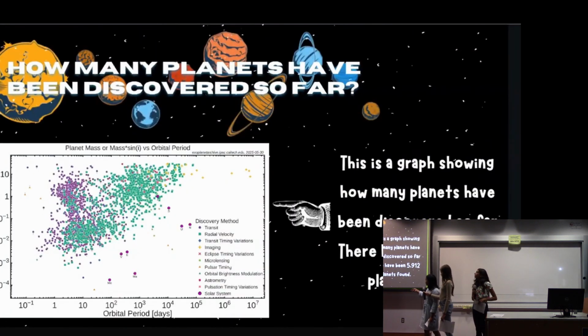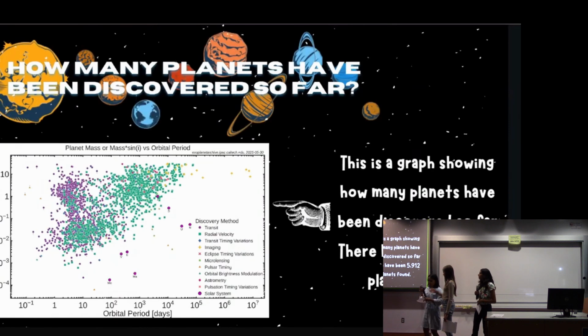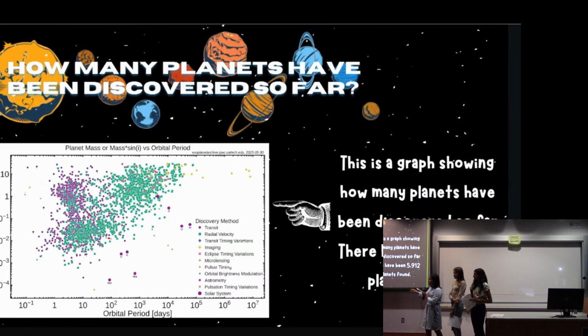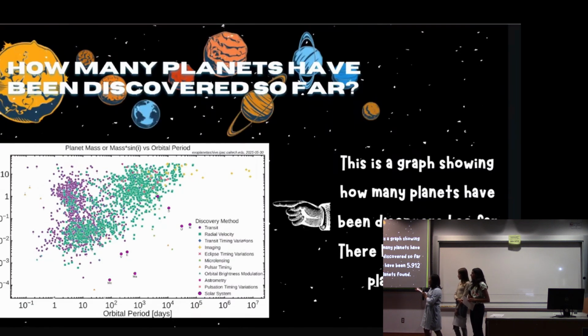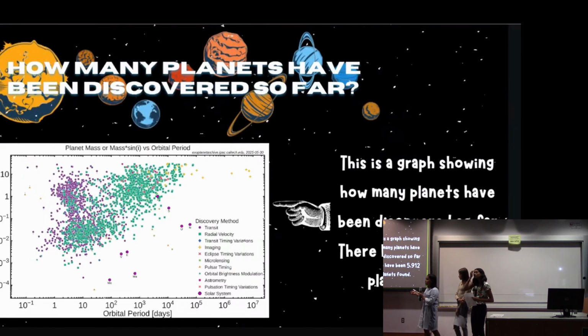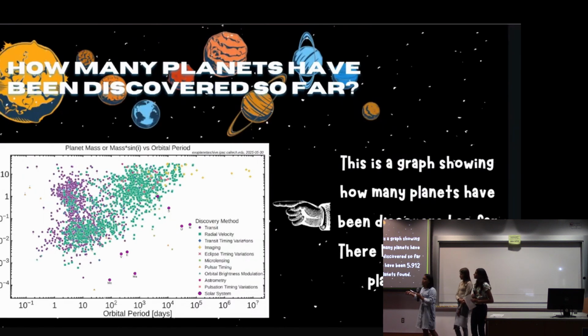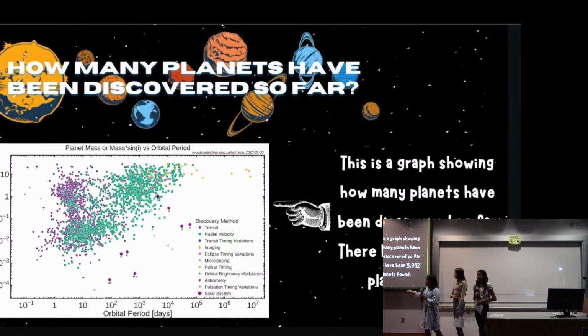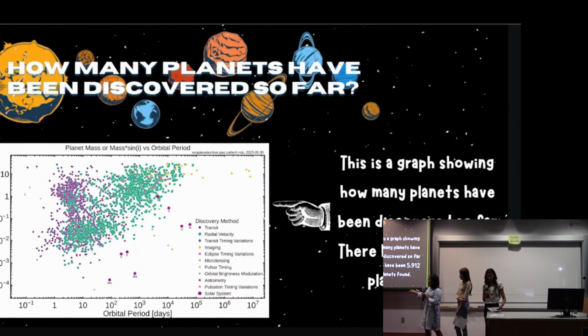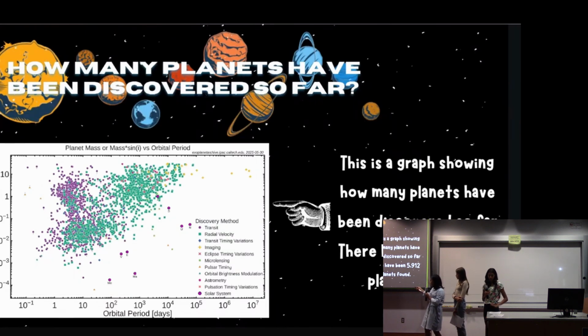Here is a graph showing everybody how many exoplanets have been confirmed. There have been around 5,910 exoplanets that have been currently confirmed to orbit stars, and they're sorted by how big they are, how they compare to other planets in our solar system, and their orbital configuration.